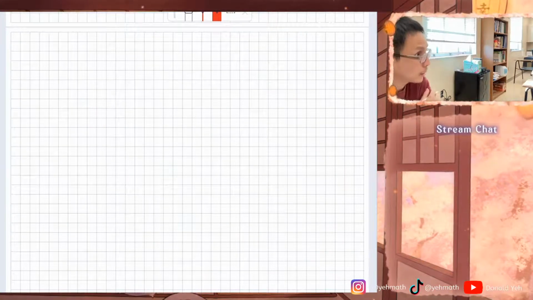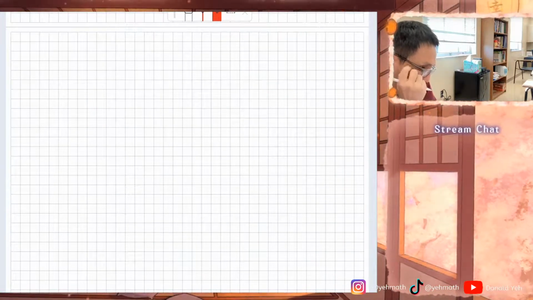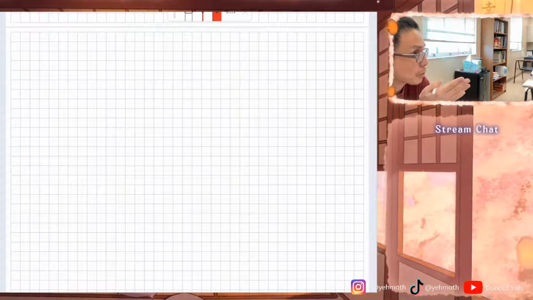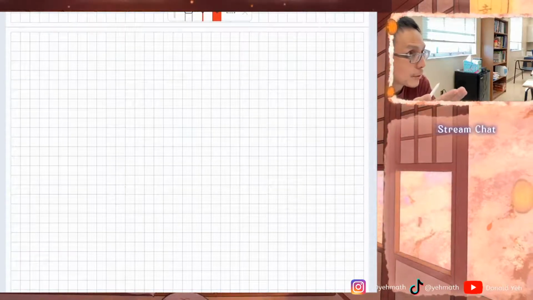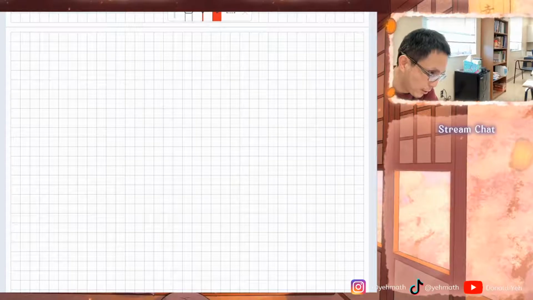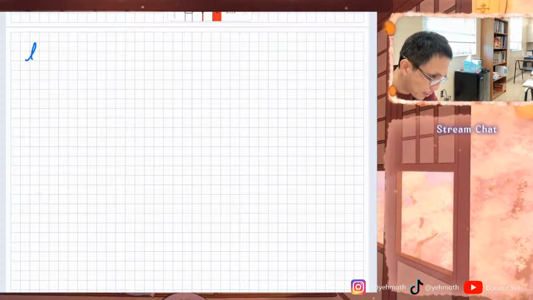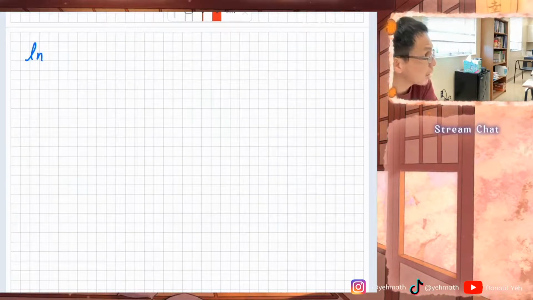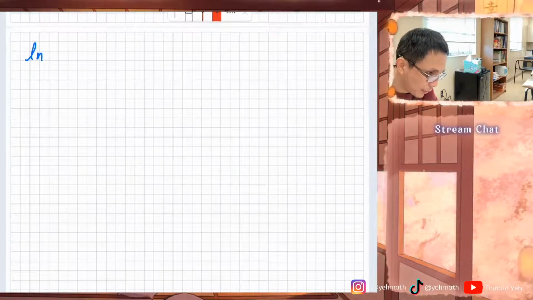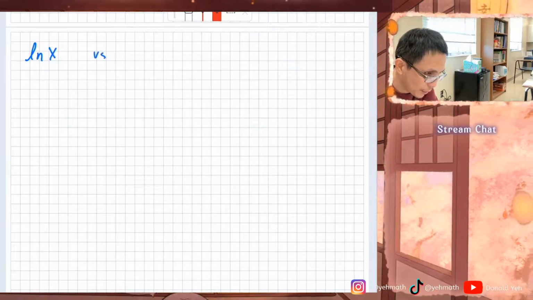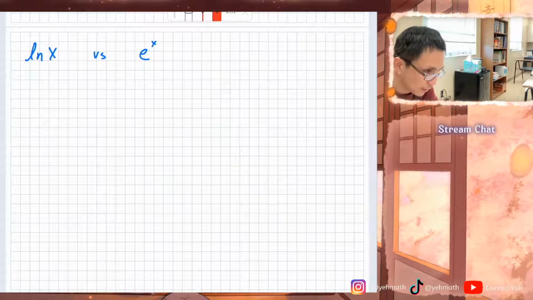So the two things I want people to know is the difference between the natural log of x versus e to the x. Okay, so the natural log of x, usually denoted as ln, is called natural log of x, versus e to the x.